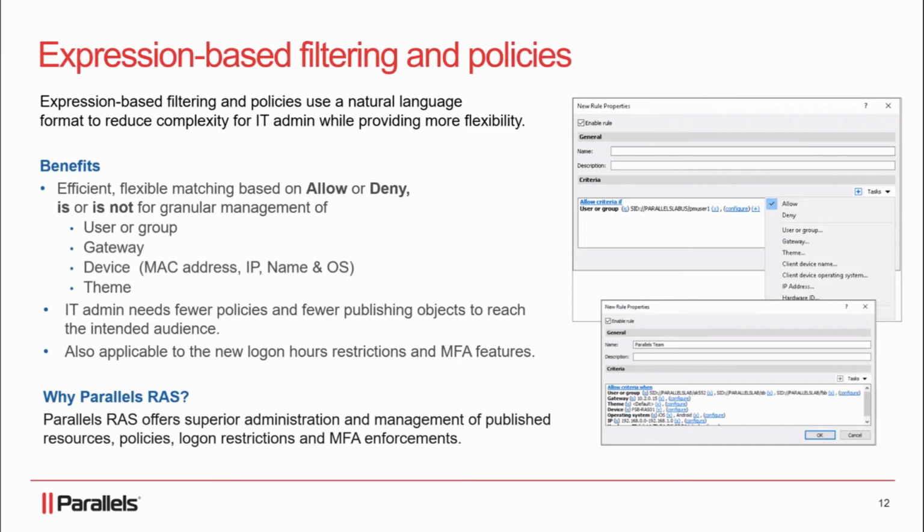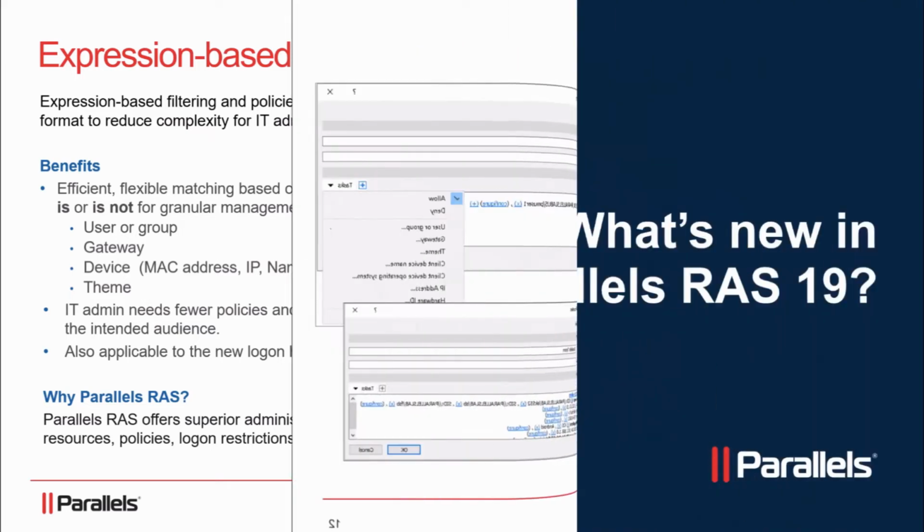Again, this also applies to published resources, what they have access to, what they don't have access to, depending on whatever number of conditions you want to be evaluated at the time of access.